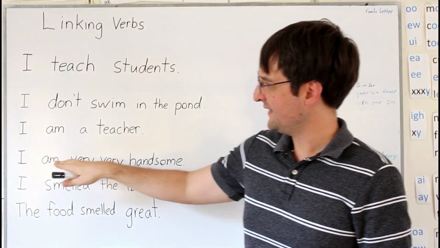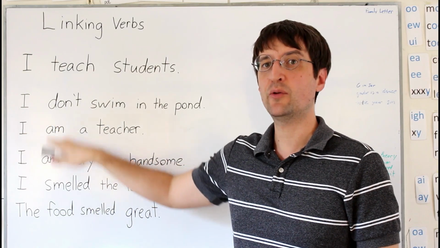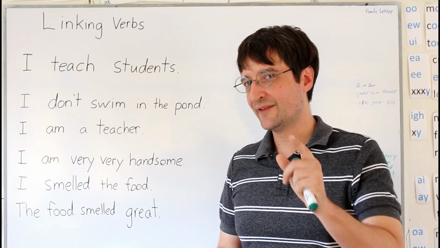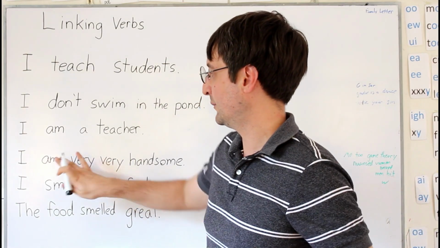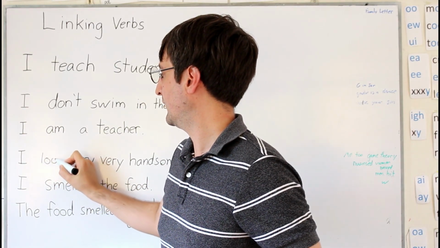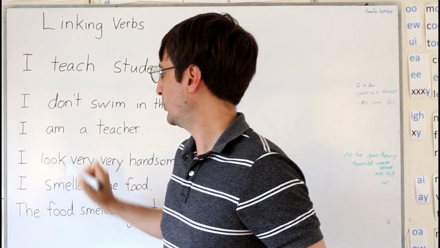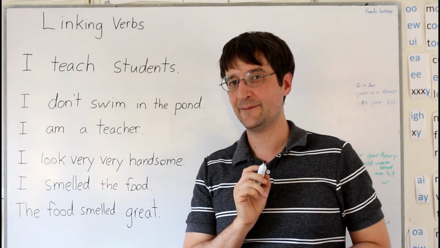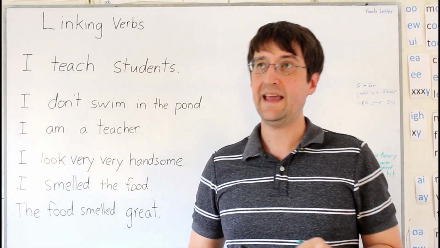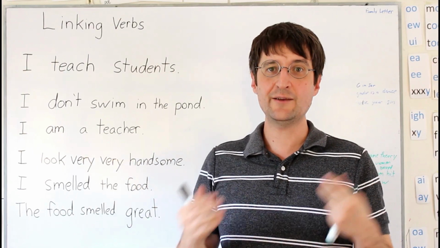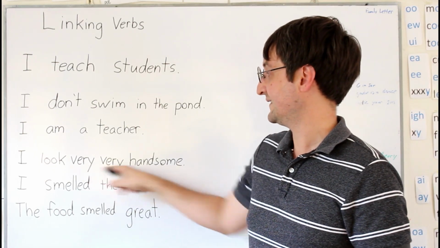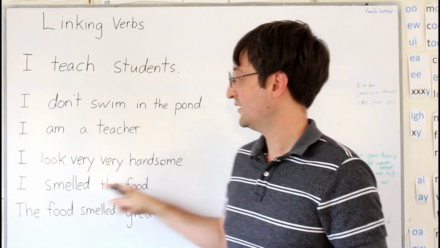Now, we used am in both of these examples. The verb to be is a linking verb, but the verb to be is not the only linking verb. For example, we could use look. We could say, I look very, very handsome. In this case, look is a linking verb. Look can also be an intransitive verb. Look at that. Look at me. But in this case, it's being used as a linking verb that links the complement, very, very handsome, to I.